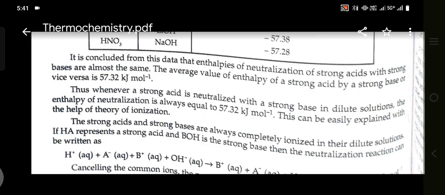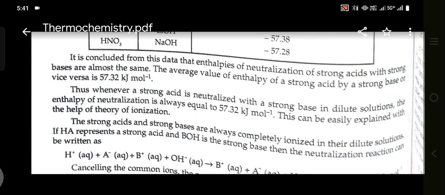It is concluded from the data that the enthalpy of neutralization of strong acids with strong bases are almost the same. The average value of enthalpy of neutralization of a strong acid by a strong base or vice versa is 57.32 kJ per mole. Thus, whenever a strong acid is neutralized with a strong base in a dilute solution, the enthalpy of neutralization is always equal to 57.32 kJ per mole.